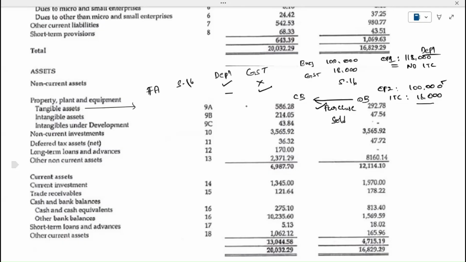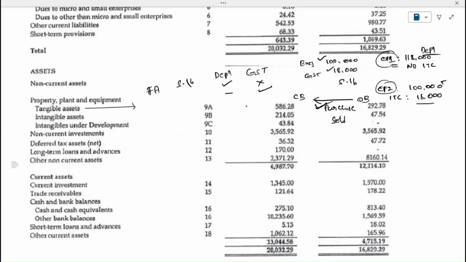So what all purchases you have done? What is the purchase value? What is the GST? What is the total value? Have you claimed depreciation on 1,18,000 or have you claimed depreciation only on 1 lakh? So purchases they would like to review. Apart from that, compliance under section 16, whether you are eligible to claim input tax credit, they will verify.